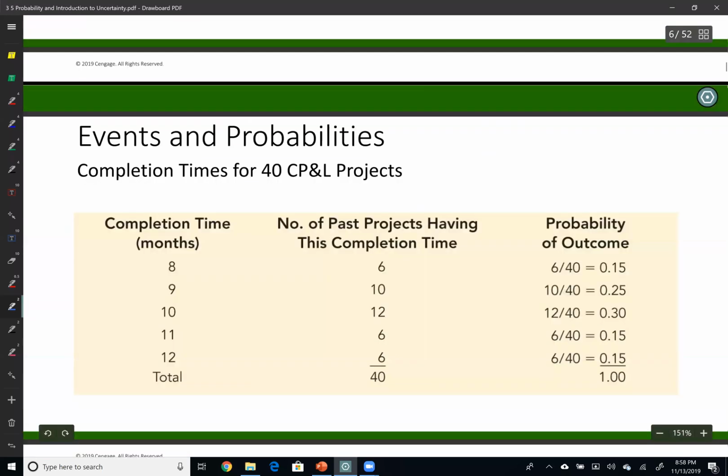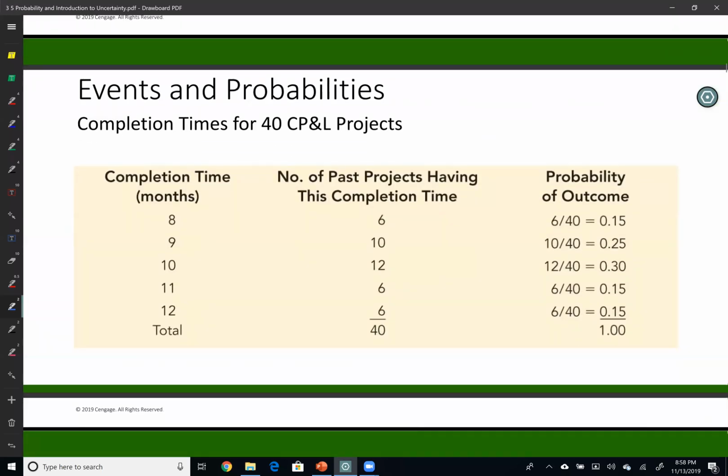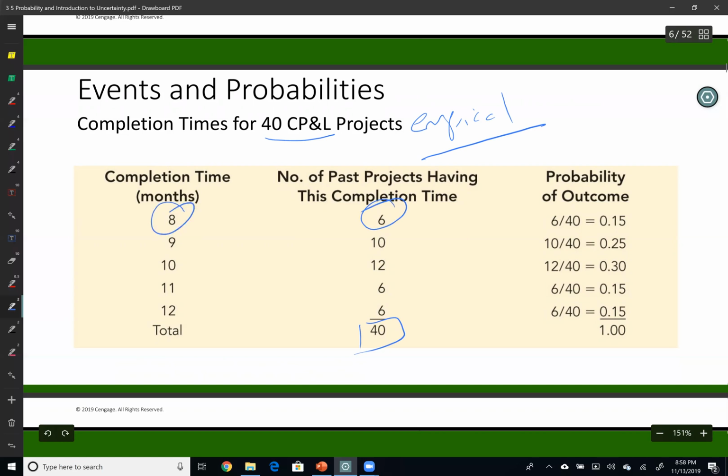Okay, so let's take a look at an example here, the completion times for 40 projects. And this is called empirical data or empirical distribution that we create. Basically, we look at the historical data for 40 projects in this case. 6 of them ended up being completed in 8 months, 10 of them 9 months, 12 of them took 10 months, 6 of them took 11 months, and 6 of them took 12 months.